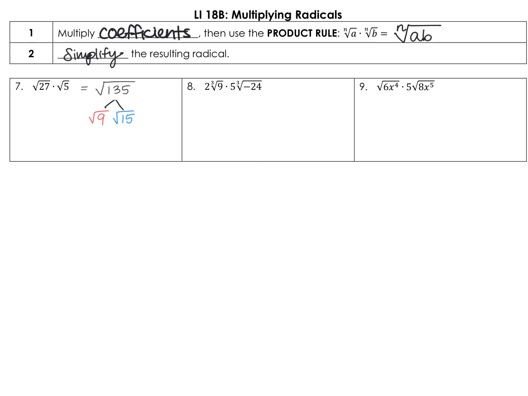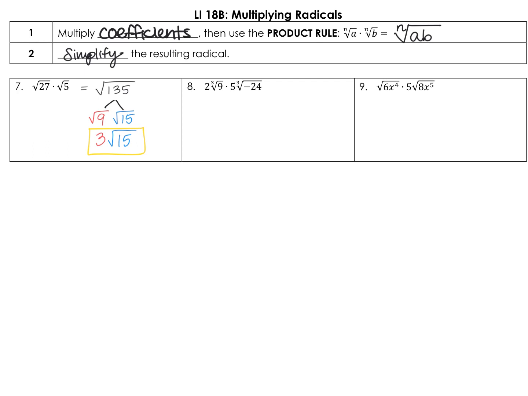Okay, what is the square root of 9? 3. 3 root 15. Notice when I take the square root, the radical sign is gone. And there was no number in front, so that's all, folks. Okay, so multiply the inside numbers together. Simplify it. Of course it's going to get harder.